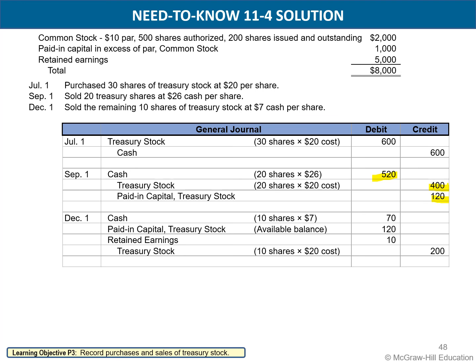Okay. Then on December 1st, we sold the remaining 10 shares of our treasury stock at $7 per share. Well, we sold it below the cost that it was to us, right? So we're going to get 10 shares times 7 bucks. We're going to reduce our treasury stock by $200, that's our 10 shares times our $20 cost. We only have $120 available in our paid-in capital account, so we'll reduce that to zero with a debit of $120 to our paid-in capital treasury stock, and then the difference gets recorded to our retained earnings account. Okay?